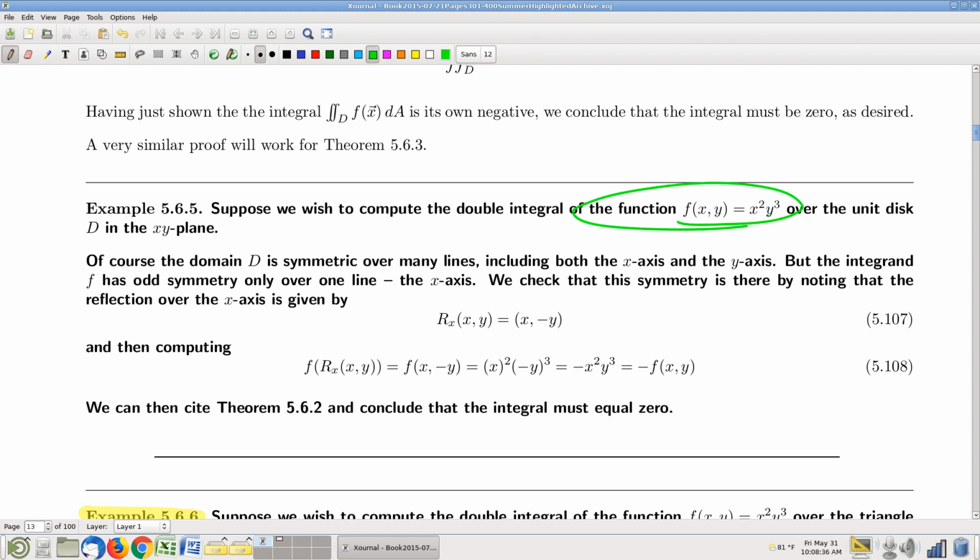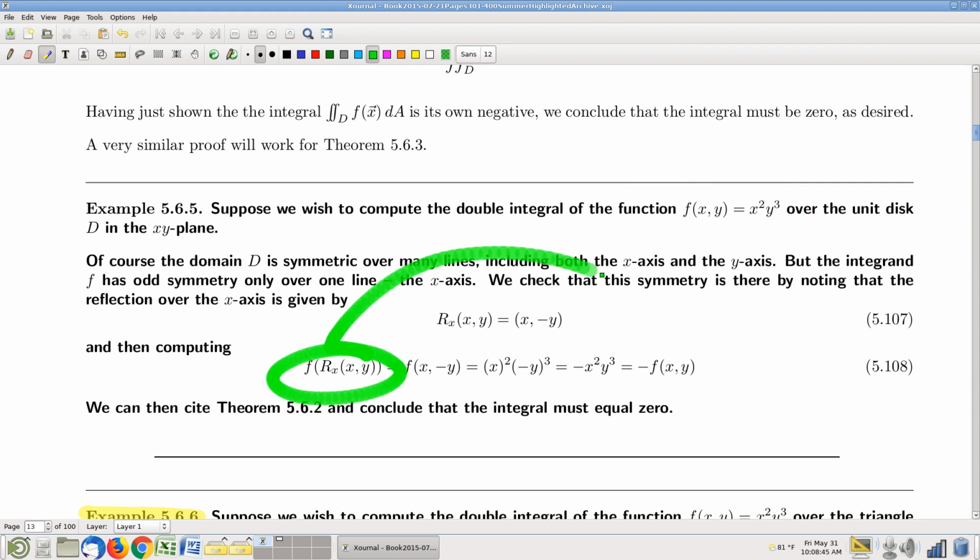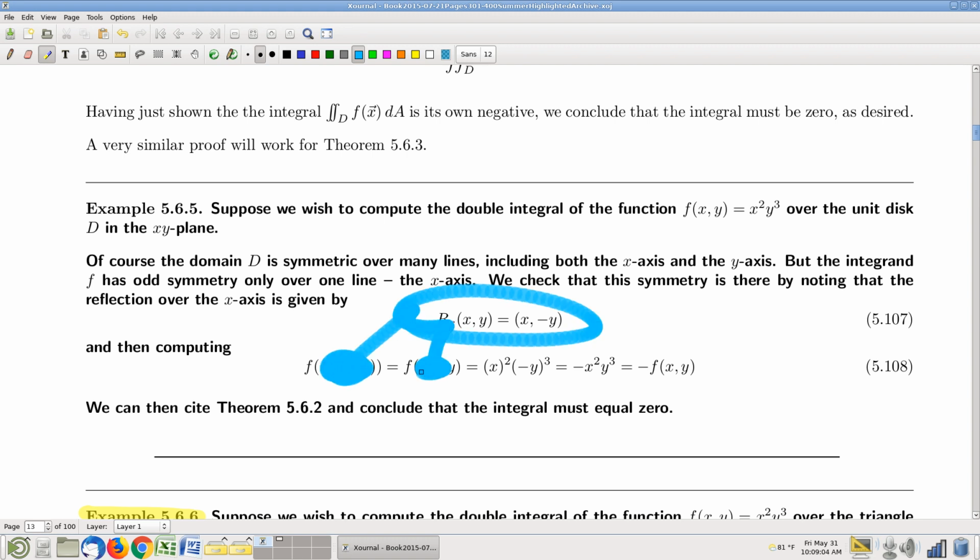This function really does have odd symmetry over that line. I can demonstrate that by computing f of the reflection and getting the negative of the otherwise value of f. And it's a straight up calculation. Here we go. I'm going to plug the reflection into the function f. Here's our formula for reflection. The reflection of x comma y is x comma negative y.